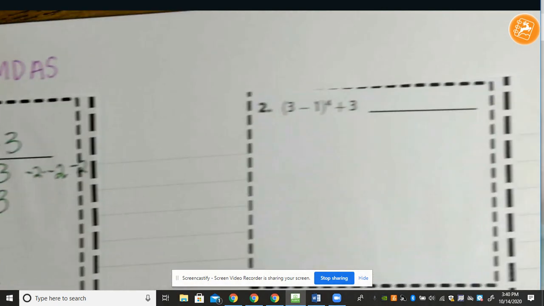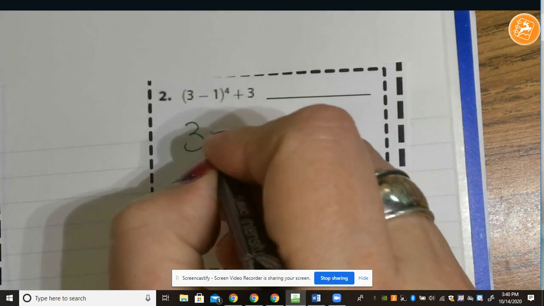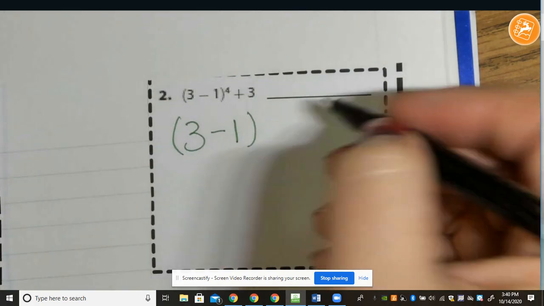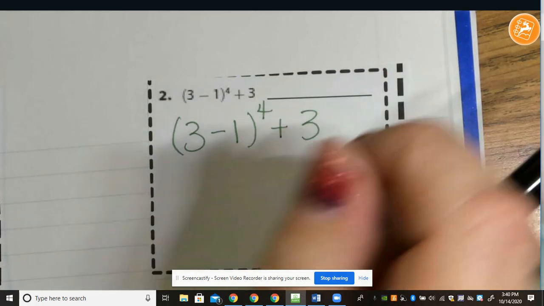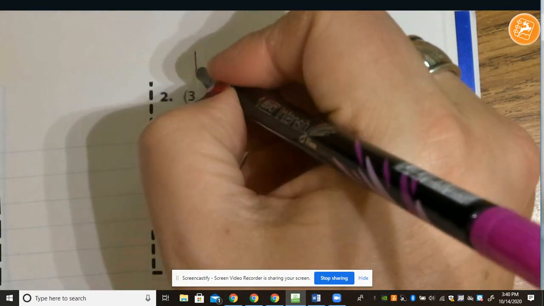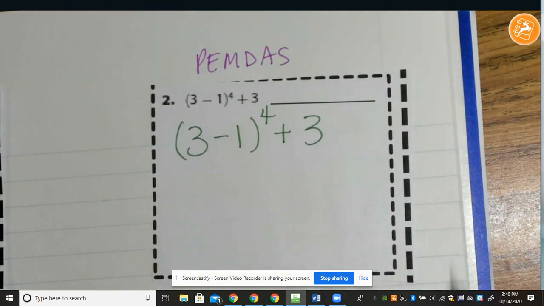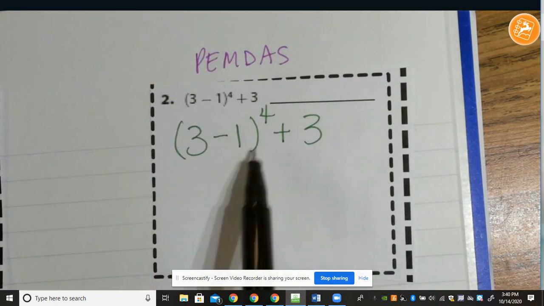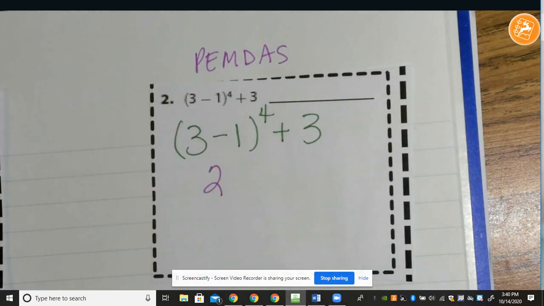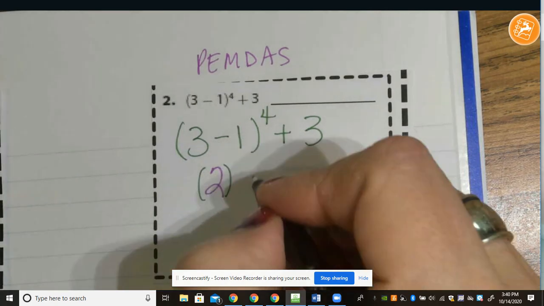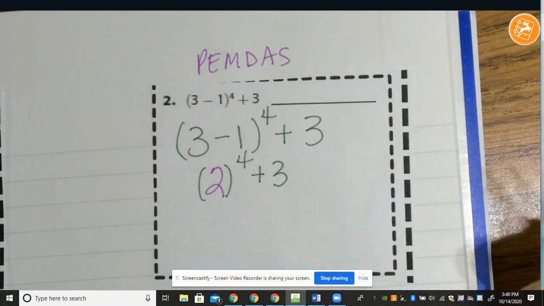Okay, let's look at our next one. All right, again, I'm going to rewrite it just so I can see it. 3 minus 1 in parentheses to the 4th power plus 3. Now, we also have to remember PEMDAS works every single time. So I'm looking, do I have parentheses? Well, yes, I do. I have 3 minus 1. Well, that gives me 2. So I have 2, and then I'm bringing everything down. I'm putting that parentheses to the 4th power plus 3.